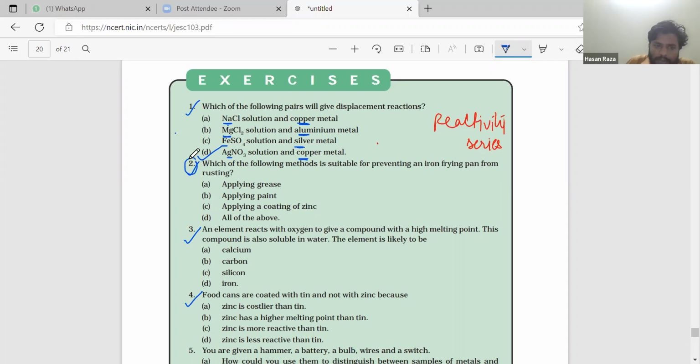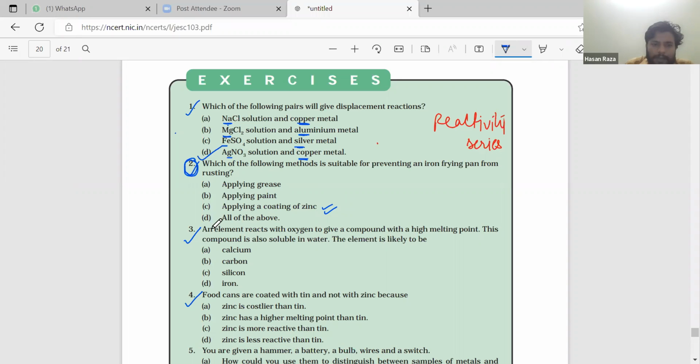Now just leave this question. You can do this one. If you have studied it in the first chapter, it is about corrosion. Which of the following methods is suitable for preventing an iron frying pan from rusting? What do you think? Applying grease, applying paint? Applying paint? No, you cannot. It will not be that effective. Coating of zinc. Yes, coating of zinc will be quite a good method, because if oxygen comes, it will react with zinc and form zinc oxide. But zinc won't allow oxygen to go to the iron.